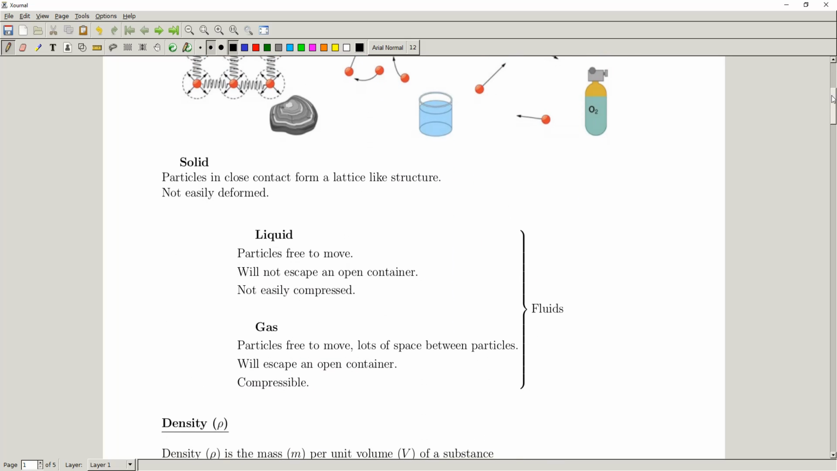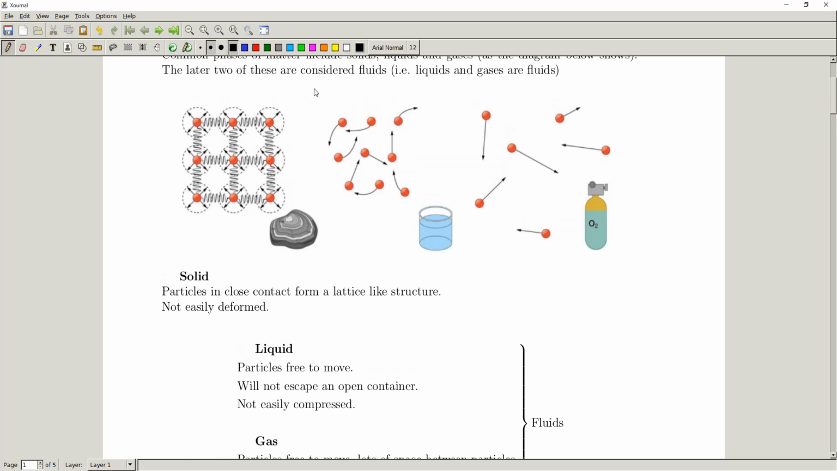So here I have a few points to remember when we think about these three phases of matter, and we think about fluids. In solids, our particles are locked in this lattice-like structure. And these are not fluids, right? So this is our dividing line: we have fluids here, and not fluids over this way. So solids are not fluids. We have our particles in close contact, locked in this lattice-like structure, and our solid cannot easily be deformed, right?